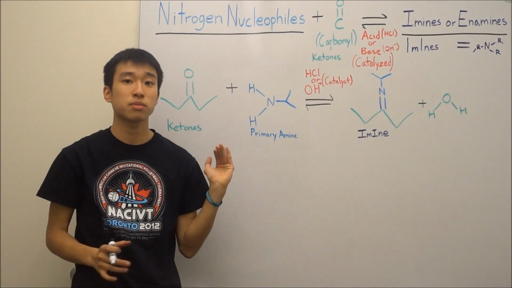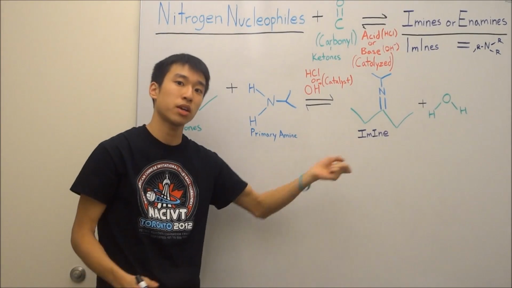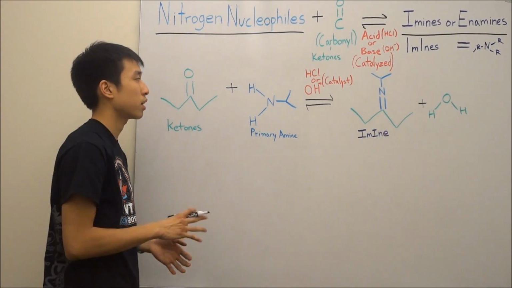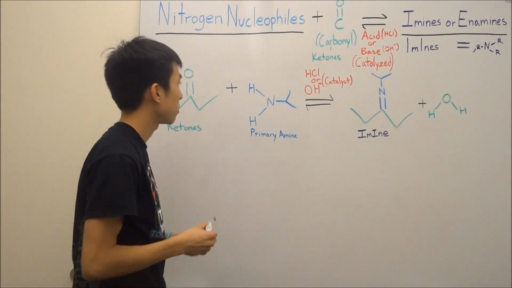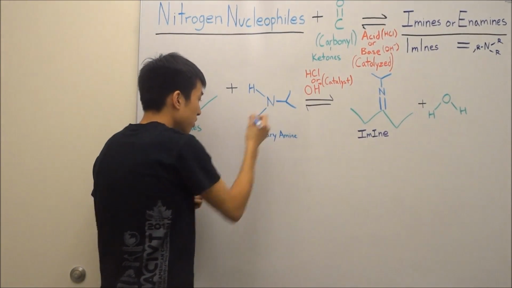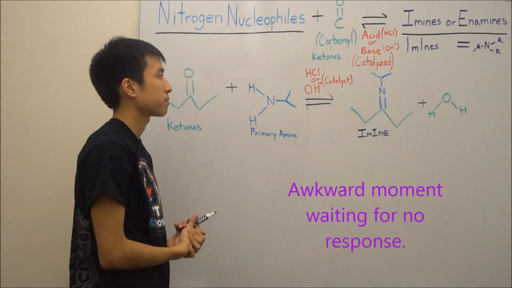This is going to be a mechanism walkthrough for a ketone and primary amine to an imine. Okay? Alright, so I want you guys to do this with me and try and guess my next move as I do this. And my amine is a little messed up, so I'm going to fix it first. Okay, so what do you think the first step is going to be, right?